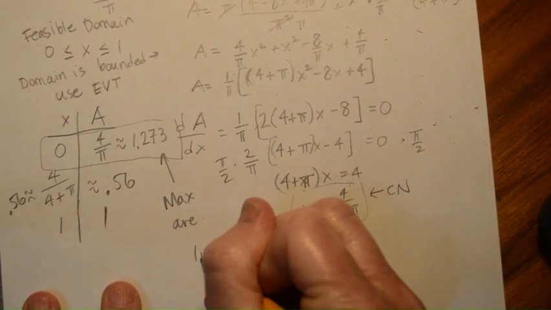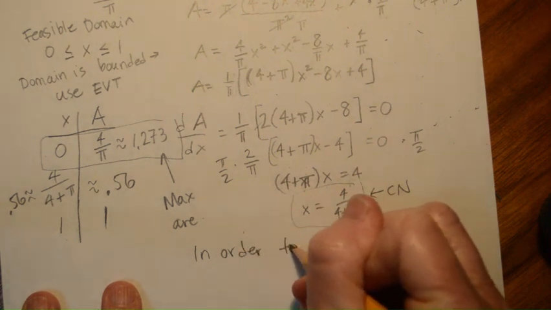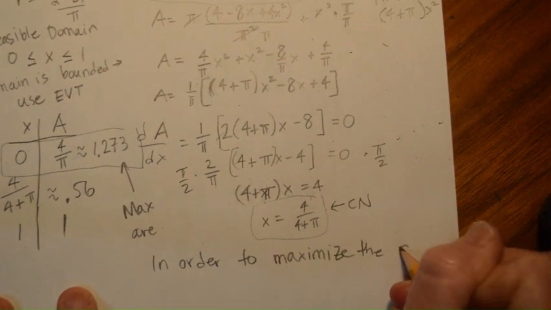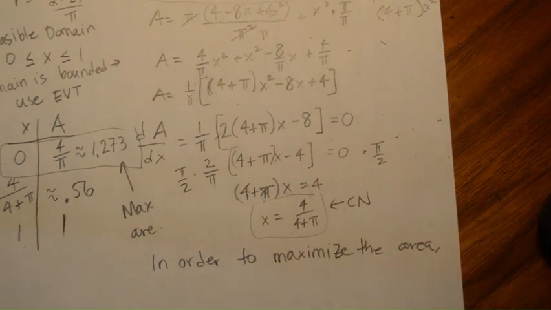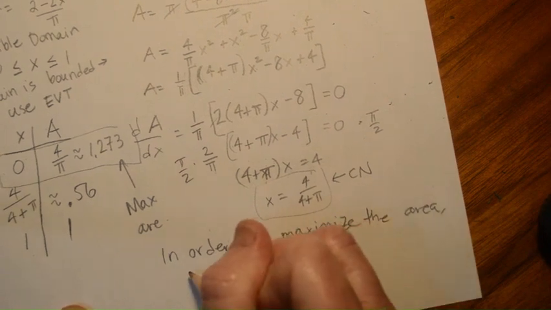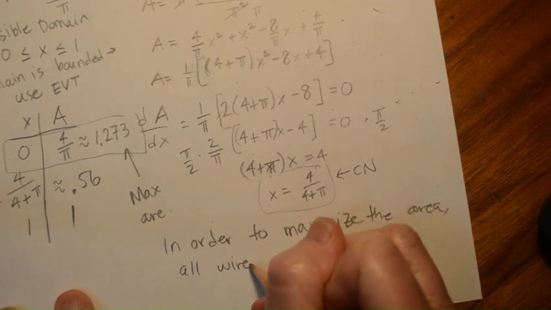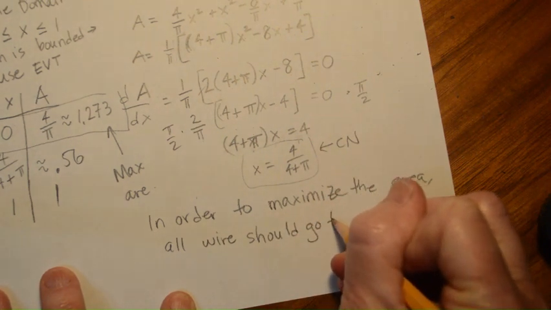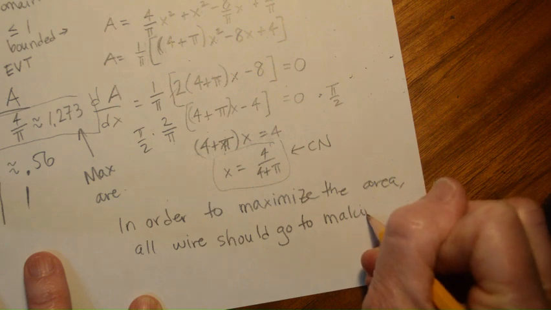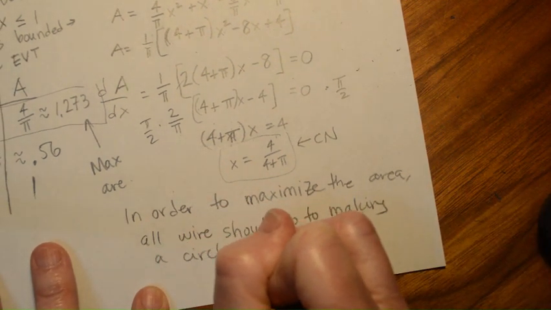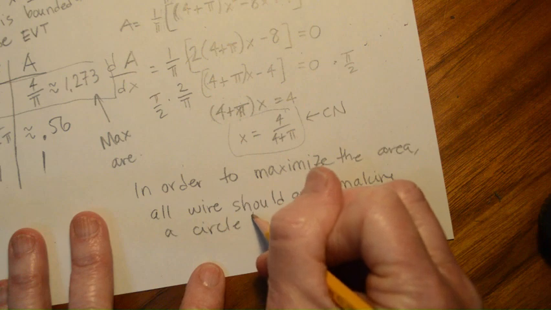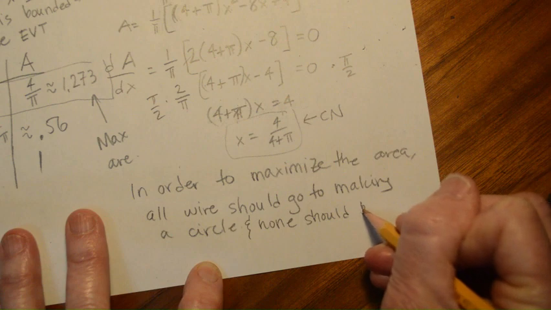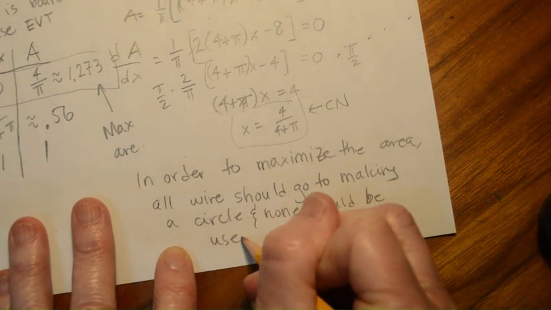And so we're going to say, in order to maximize the area, all of the wire should go to making a circle. None should be used for the square.